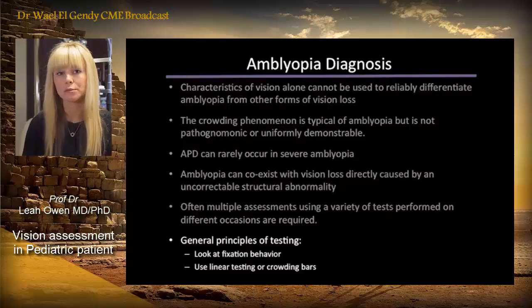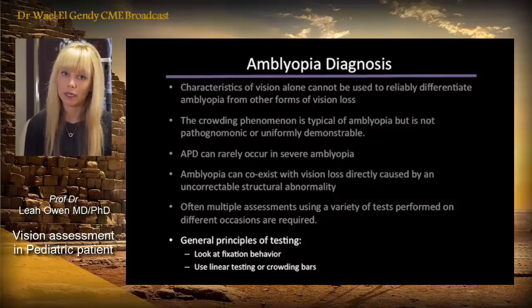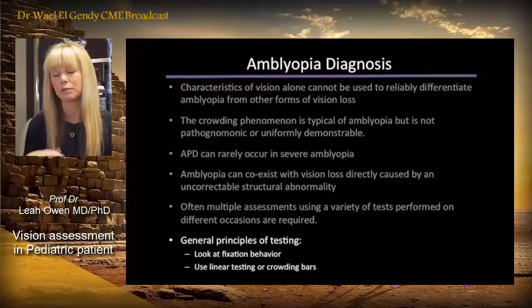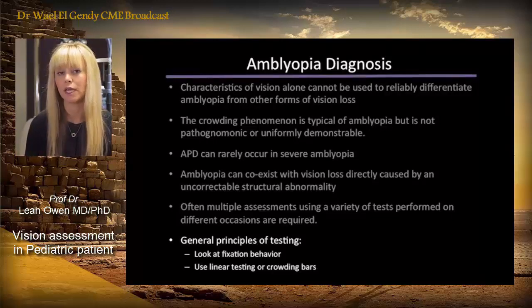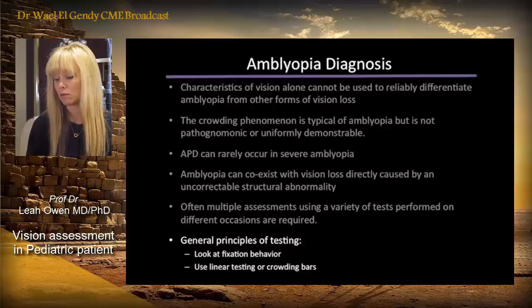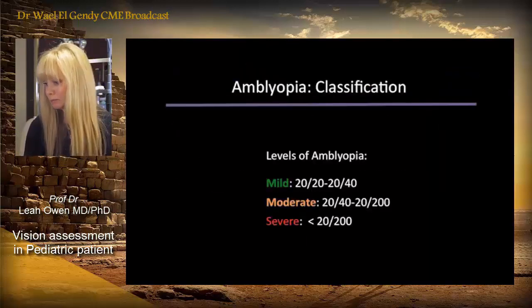But the general principles of testing include looking at the fixation behavior in a preverbal child, as we've talked about, the different techniques for doing that. And then in a verbal child who can read the eye chart, looking at linear testing, utilizing the crowding bar phenomenon. Those are kind of the basic testing modalities we start with when we're thinking about amblyopia.